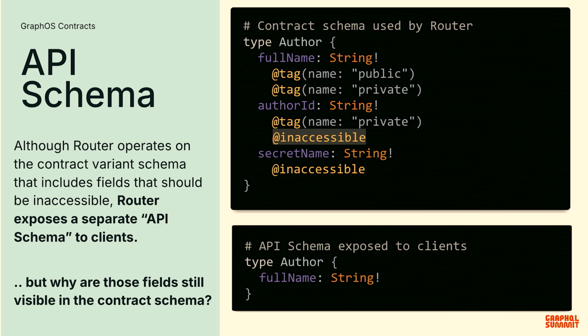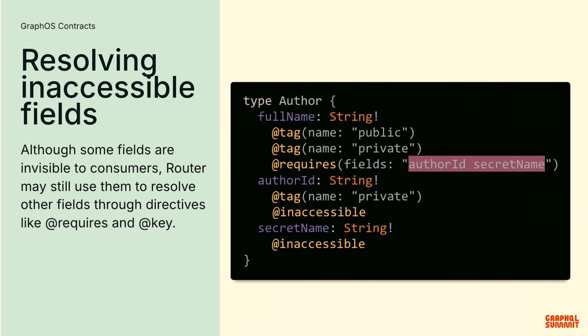So we might be wondering, why even expose it or keep it there, right? This is actually by design. This is to help drive resolving other fields using federation directives like @requires. So in this example here, full name, in order to resolve that, we're saying that it requires the author ID field and secret name as well. So this is what Router uses to orchestrate resolving that field, and that's why it's still visible and it still helps drive resolution of the schema.